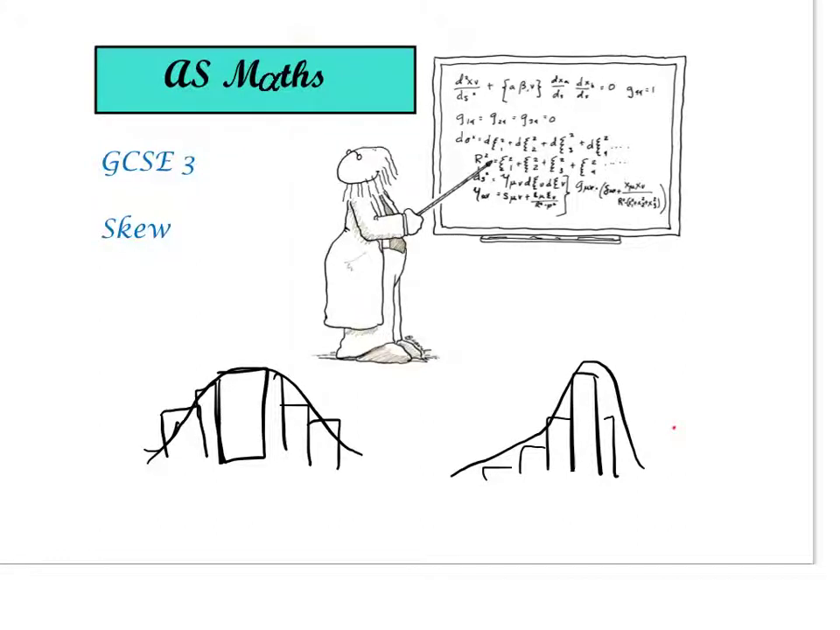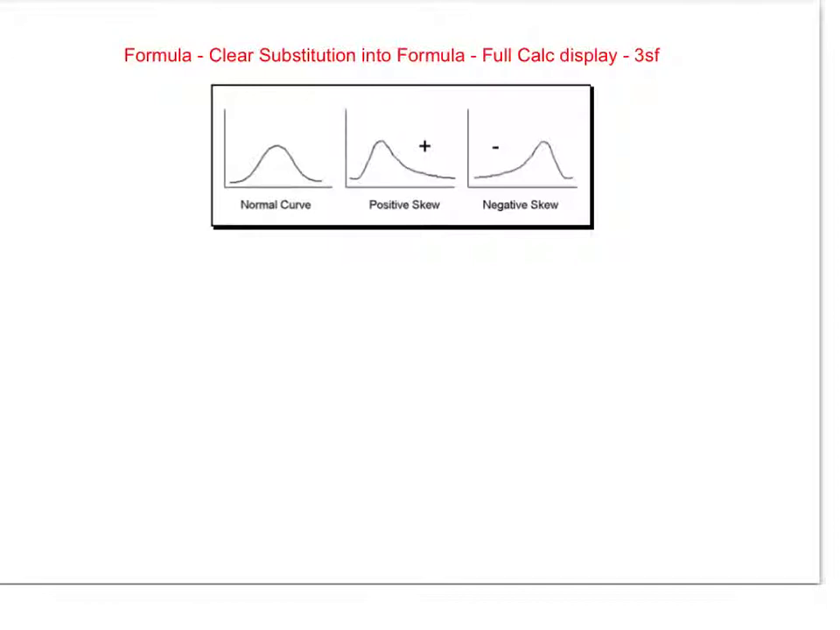Here's an example of a data set without skew, and here's an example of a data set with skew. So it's whether or not it's a bit lopsided when you plot the data. So two ways to calculate it. First way, looking at quartiles.